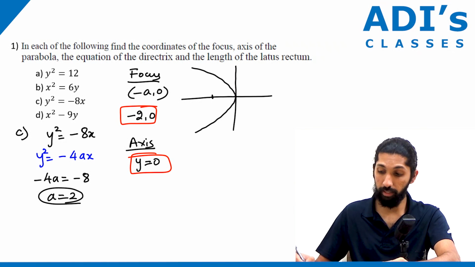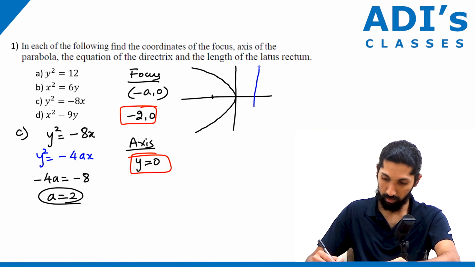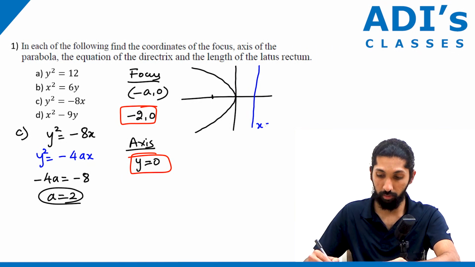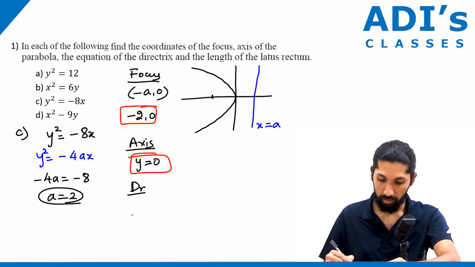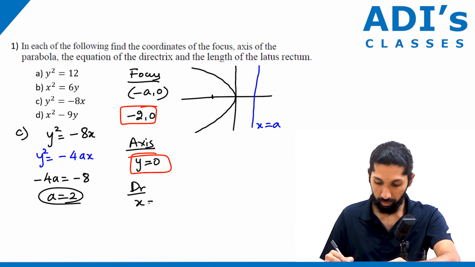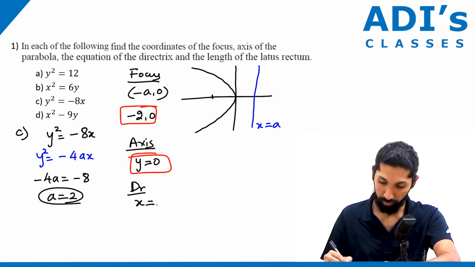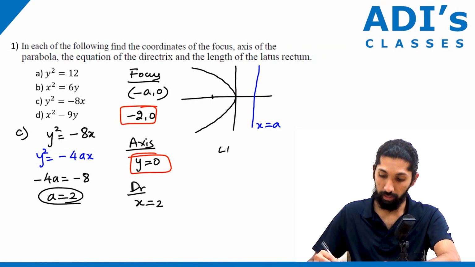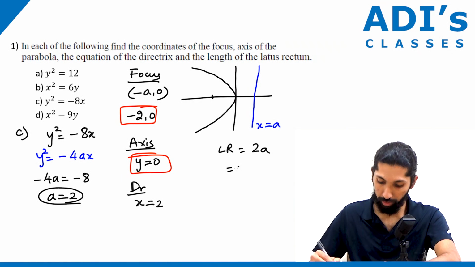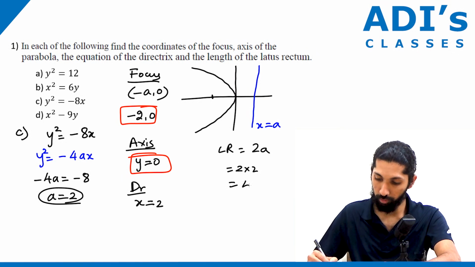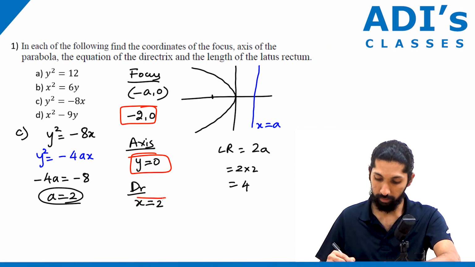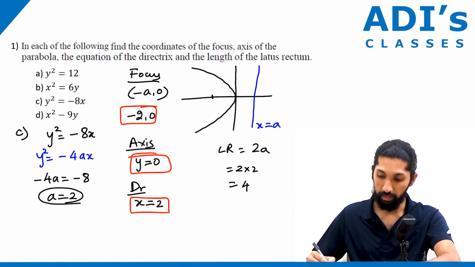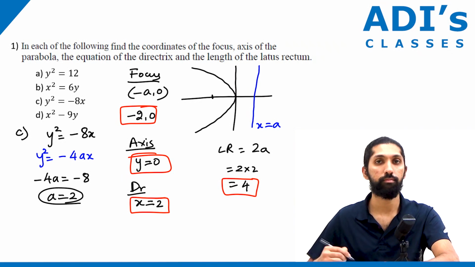Directrix. For the directrix, this is going to be the value, which is x is equal to a. But a value is what? 2. So x is equal to 2 is the equation. Finally, lattice rectum is 2a. So what do you get? 2 into 2, which is 4. So we have the directrix as x is equal to 2 and the lattice rectum as 4. Very simple.